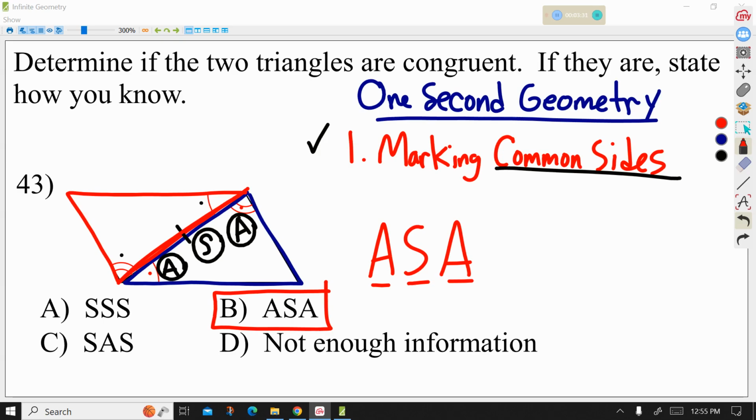And again, this is true because both of these have the correct example. They both use the included side. We'll talk more about that in a second when we get to the non-examples. But again, this is our included side, and in the other one we had the included angle.